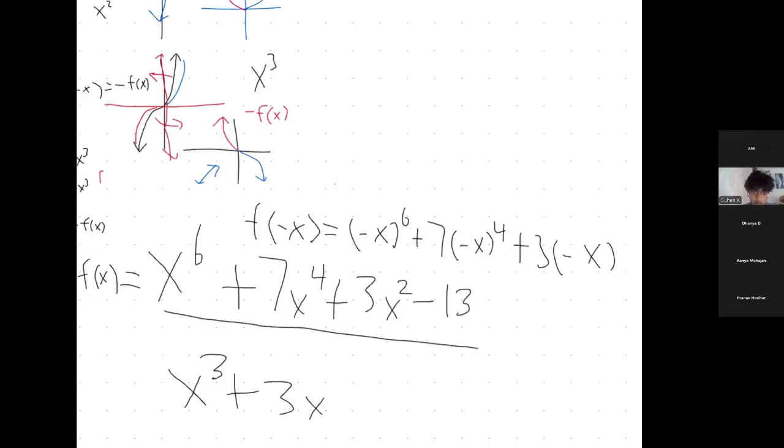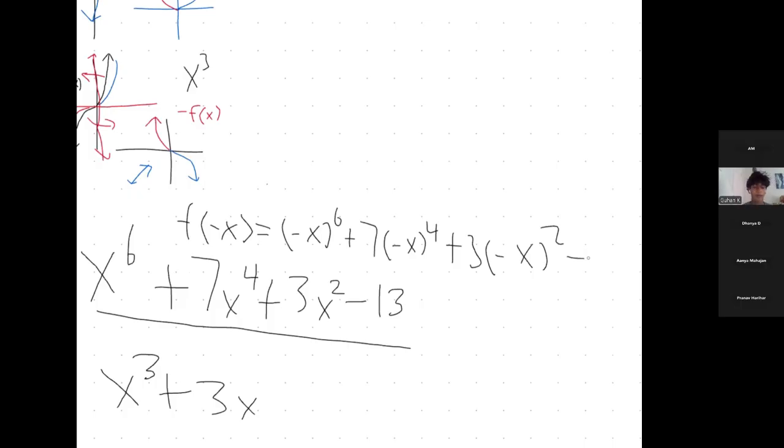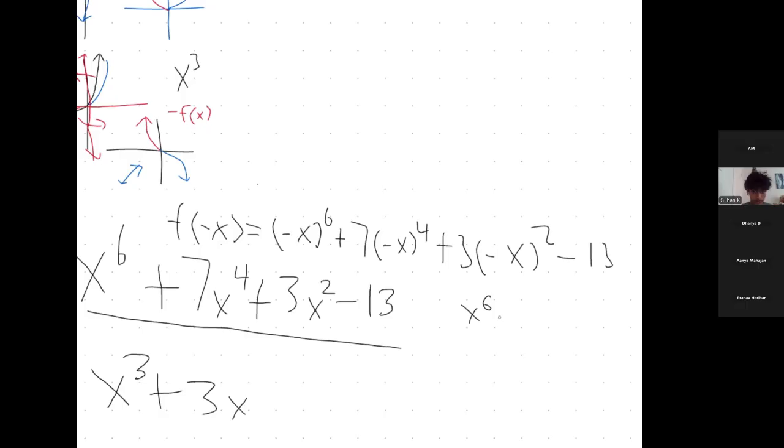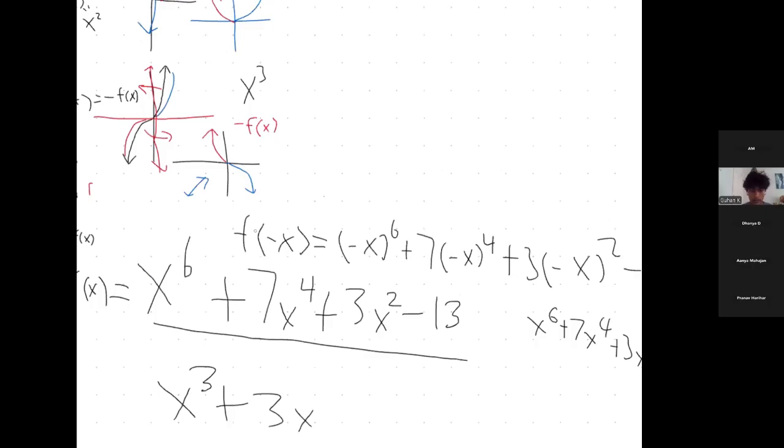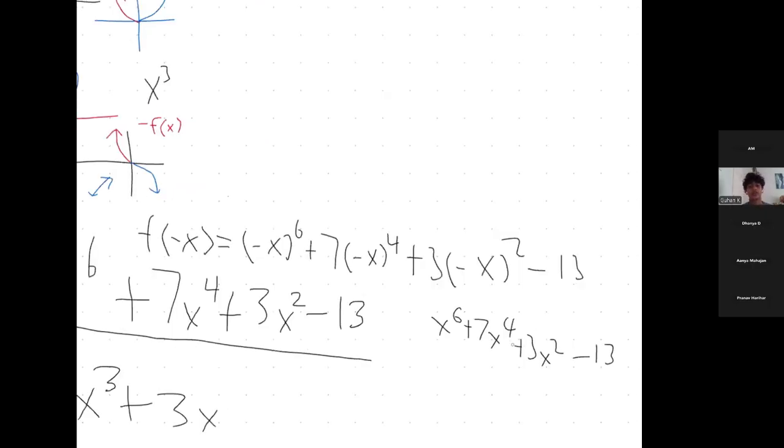squared minus 13. Now, negative x to the sixth, since it's going to an even degree, is being multiplied by itself an even number of times, which means that is just x to the sixth. And then the second term is just 7x to the fourth. Third term is just 3x squared. And then the final term, we didn't change it at all. It's just negative 13. So f of negative x equals x to the sixth plus 7x to the fourth plus 3x squared minus 13.